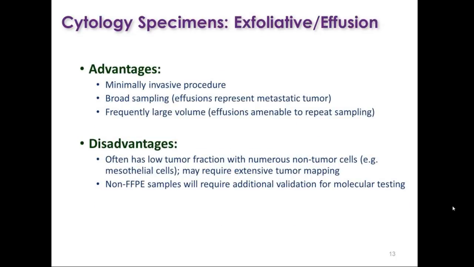Your exfoliative effusion specimens, similar to FNAs, are minimally invasive. You do get a broad representation of the tumor because your effusion specimens are often metastatic tumors and are probably more representative of the current mutation profile of the tumor. Effusions are typically large volume, easily sampled, so you could do repeat sampling. The problem with effusions often is that they're admixed with a lot of non-tumor cells, and so may often end up with a low tumor fraction.